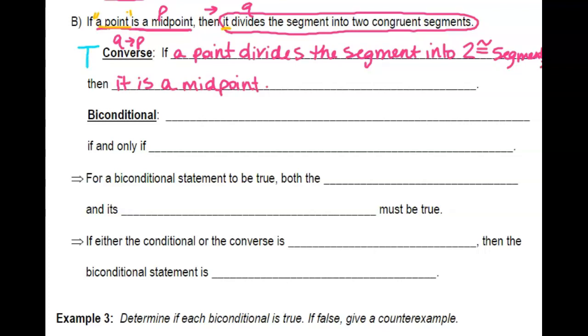If a point is a midpoint, then it divides the segment into 2 congruent segments. Yes, this conditional is also true, which means my biconditional will be true. And if I write it, I start out with my subject and my hypothesis. A point is a midpoint, if and only if, my conclusion. It divides the segment into 2 congruent segments.